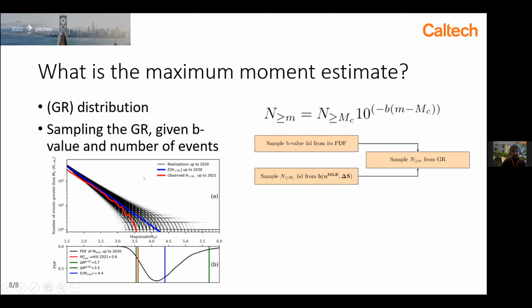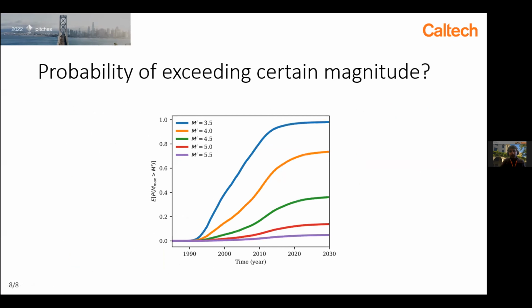So here's the result of our work. You can see different realizations considering all these three sources of stochasticity. The blue line is the expected value of the Gutenberg-Richter, and the red one is the observed number of events greater than a certain magnitude, up to 2021. And in the bottom plot, you can see the distribution of the max that we have found. The value that we have found is up to 2030, and the observed one is up to 2021.